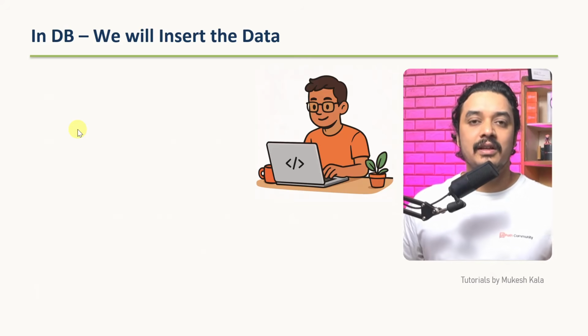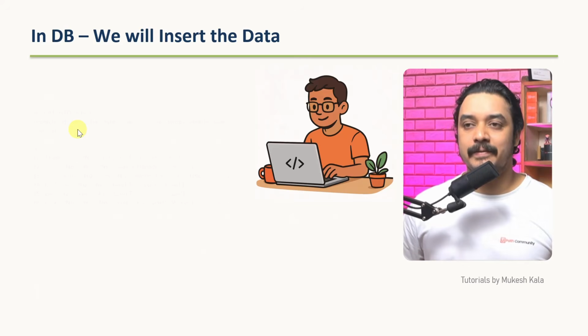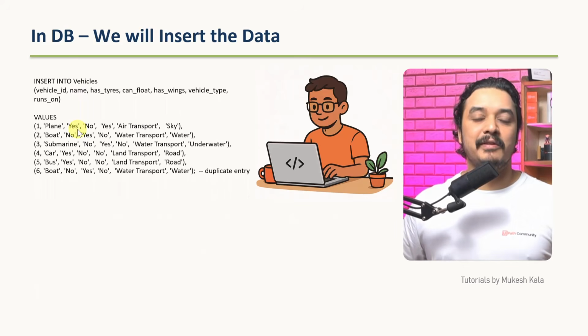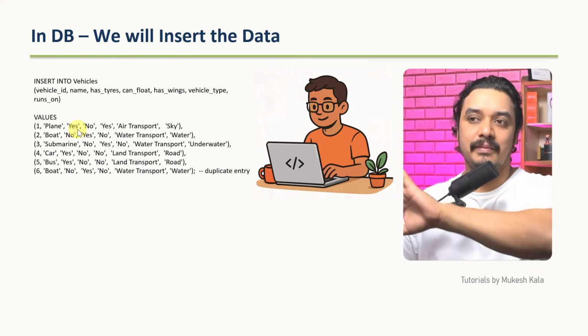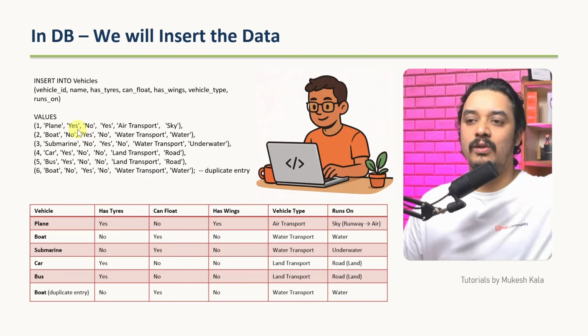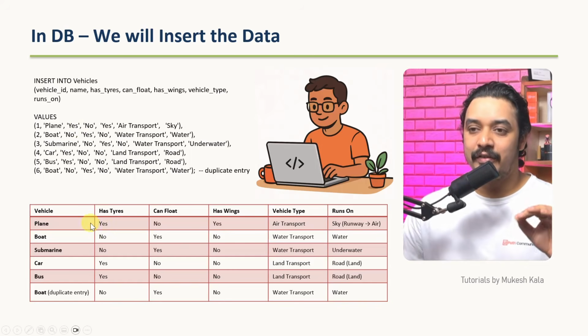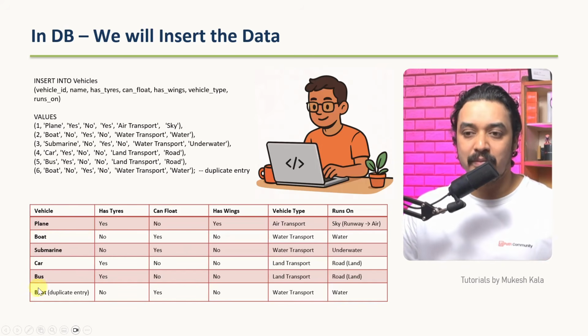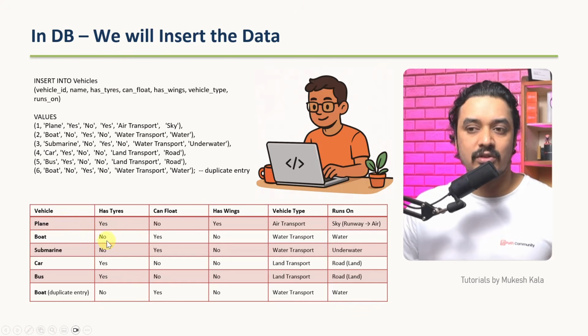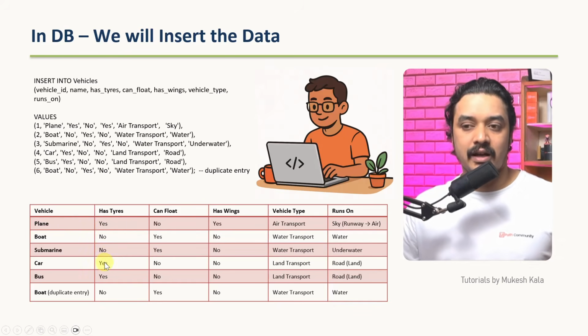Now what happened? The company started sending the data. The developer will insert into the table and populate it like this. The vehicles are plane, boat, submarine, car. Does it have tires? Yes, the plane has tires. The boat has no tires. The submarine doesn't have tires. The car has tires. The bus has tires, and the boat is a duplicate entry.